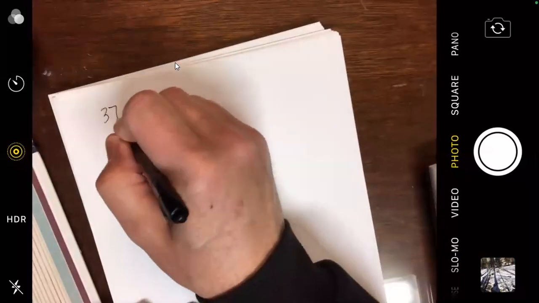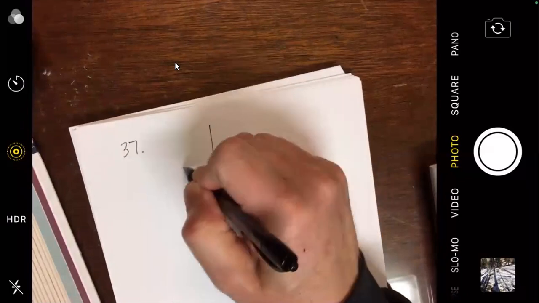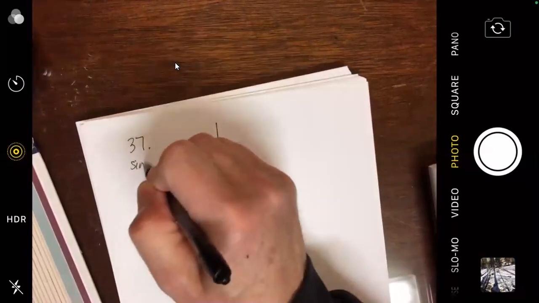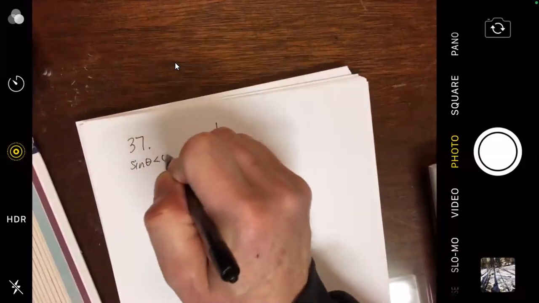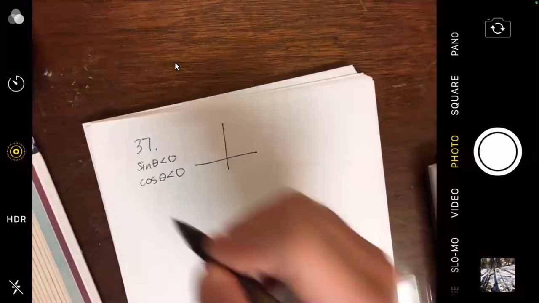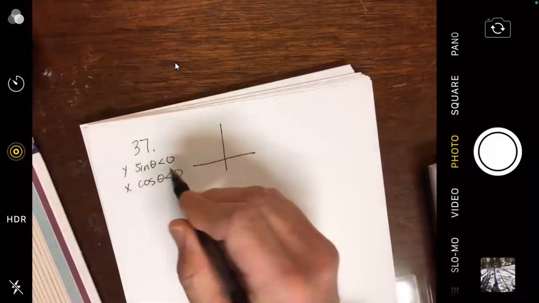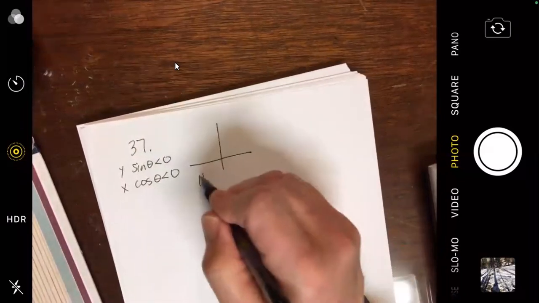37, find which quadrant an angle lies. When they give you that sine of theta less than 0, cosine of theta less than 0, your sine of theta is a y, cosine theta is your x. If they're both negative, it's got to be quadrant 3.